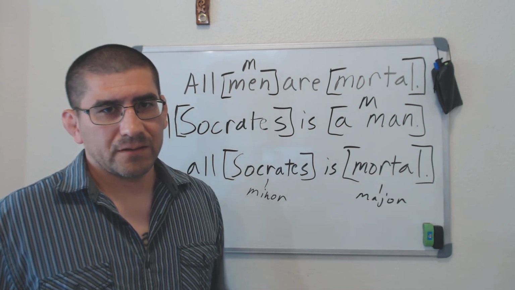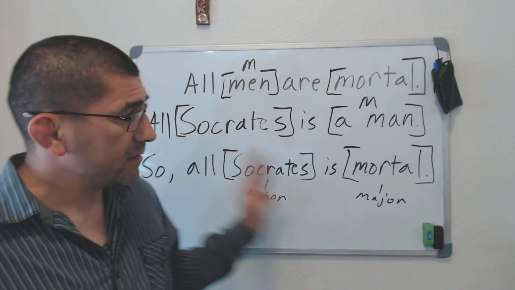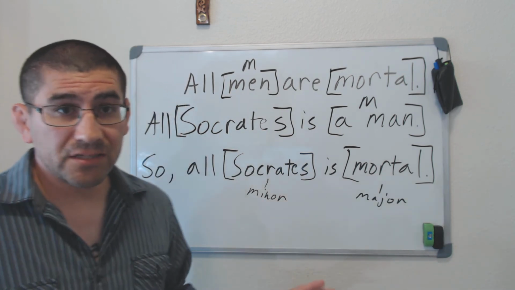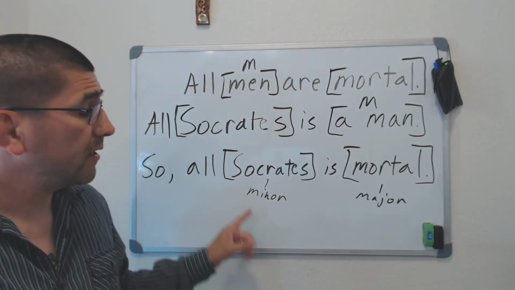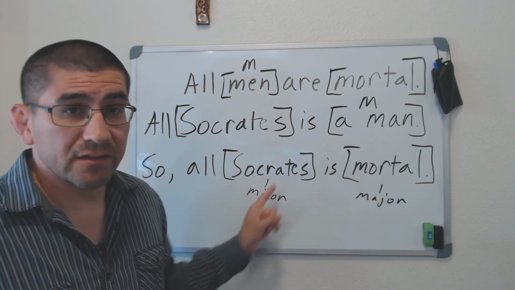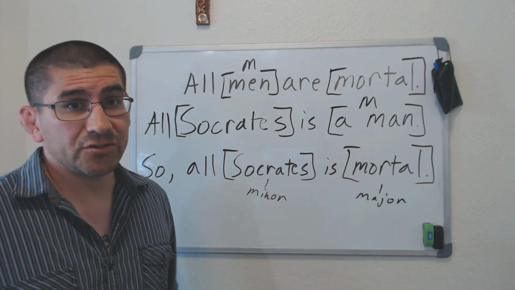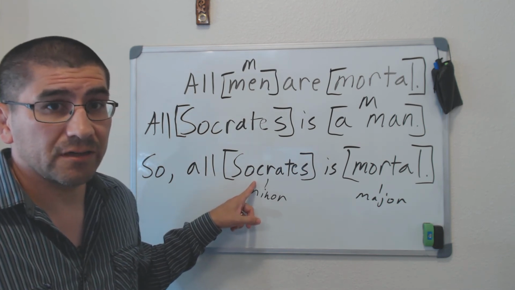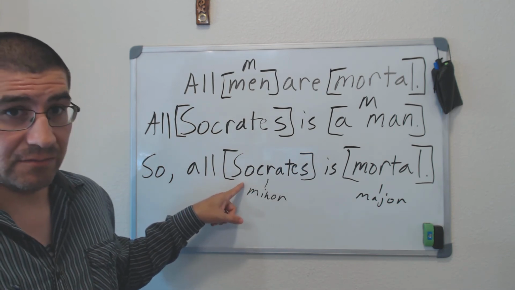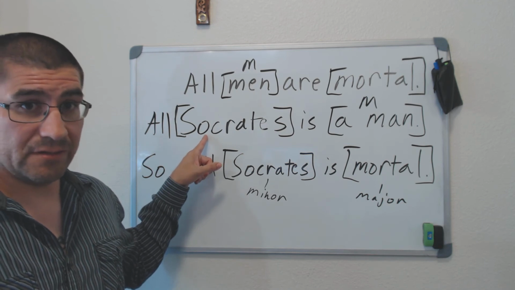So this argument passes rule number 4. All rule number 4 is telling you is that if you have something distributed in the conclusion, it must be distributed in the premises. And we do have something distributed in the conclusion, Socrates, but it's also distributed in the premise.